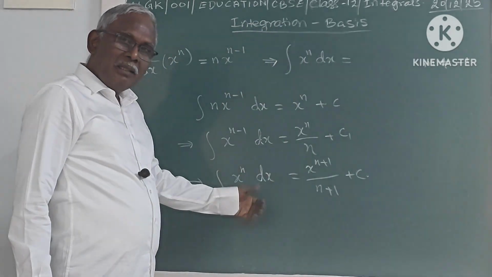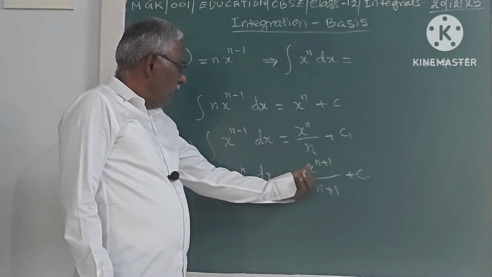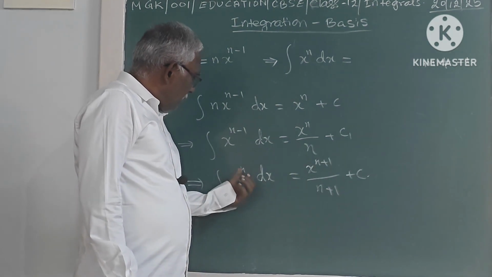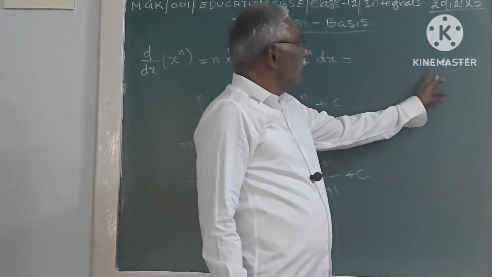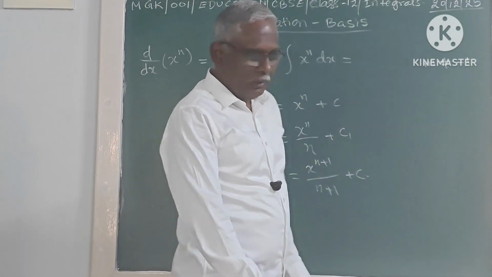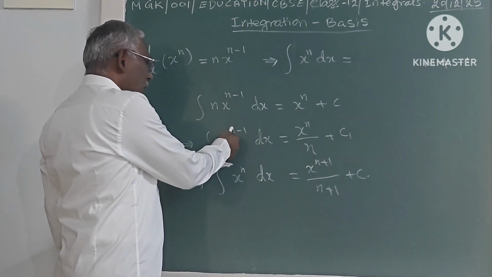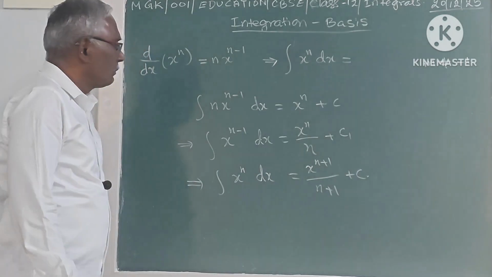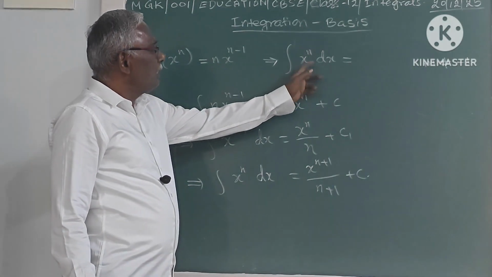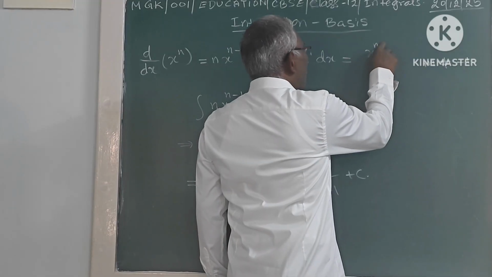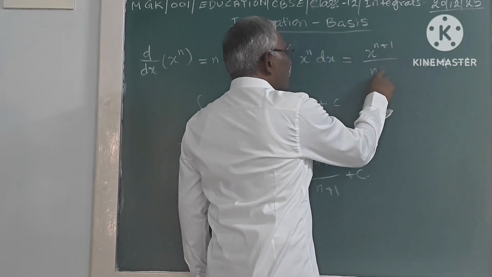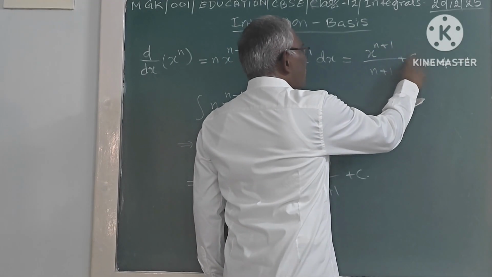Here what we are doing, just we are replacing n by n plus 1. This integral is valid for all values of n except n is equal to minus 1. So that means we can replace n by n plus 1. So what is integral x power n dx is now x power n plus 1 by n plus 1 plus constant.